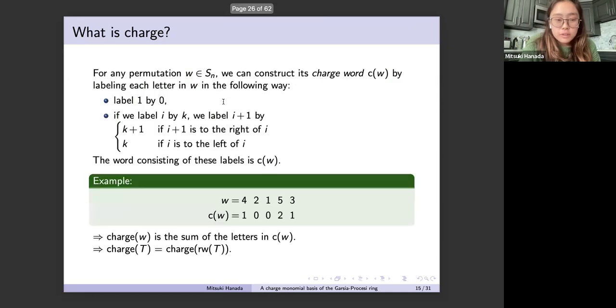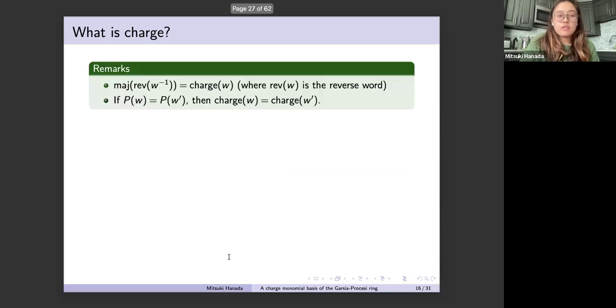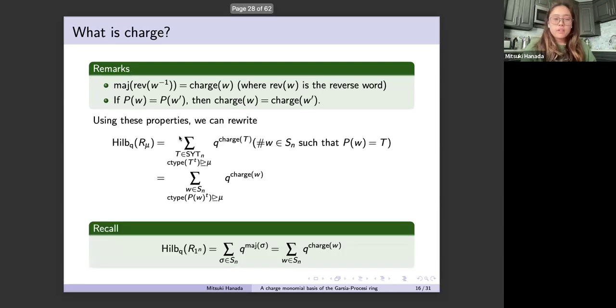So then I guess one thing to go back to is here we define charge on standard Young tableau using the reading word, but we could have just used any permutation that had P or T as its insertion tableau to define charge on tableau. And then using these properties, we can rewrite our Hilbert series. So we take this statement about charge of tableau and rewrite it to a statement about charge on permutation.